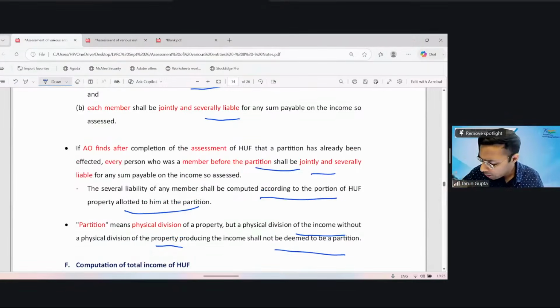We understand about the basics of the HUF. We'll break for 5 or 7 minutes and will again assemble at 7:32. Okay, and continue. So till now we discussed cooperative society, individual. Now we are discussing the HUF, which we will continue after a 5 minute break till 7:32. Thank you.